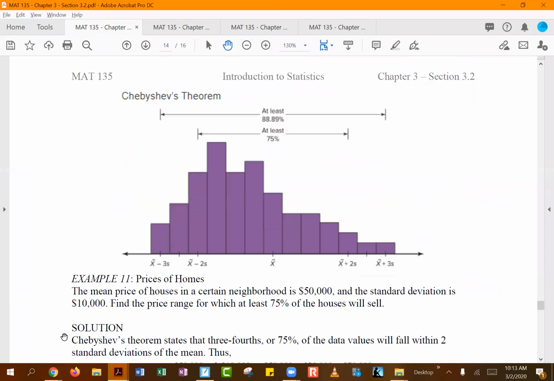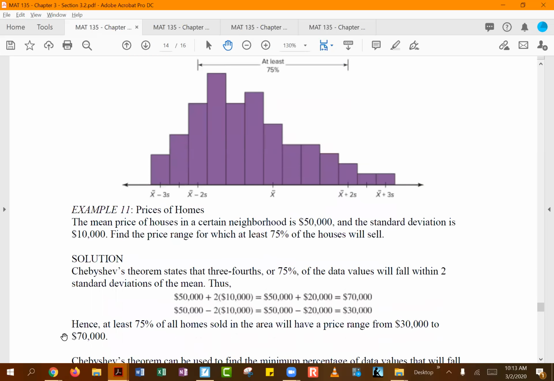Alrighty, and you can kind of see they have a similar example here. So within 2 standard deviations is your 75%. Within 3 standard deviations is at least 88.89, or approximately 89%.